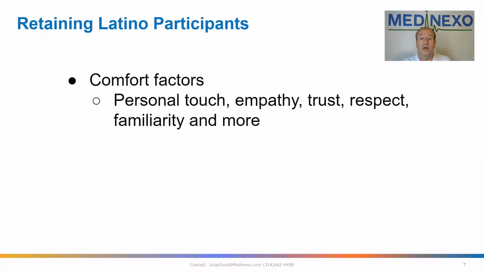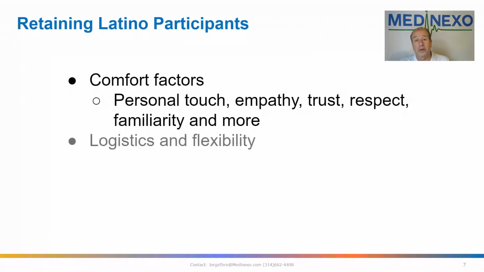basic for establishing a comfort factor, and respect is very much the subject as well. They will run away if you don't express respect and you have in any way crossed the line with them. Familiarity, there's more, so there's a lot of continued participation and building a relationship in the comfort factors that would actually help you retain the Latinos in your studies.